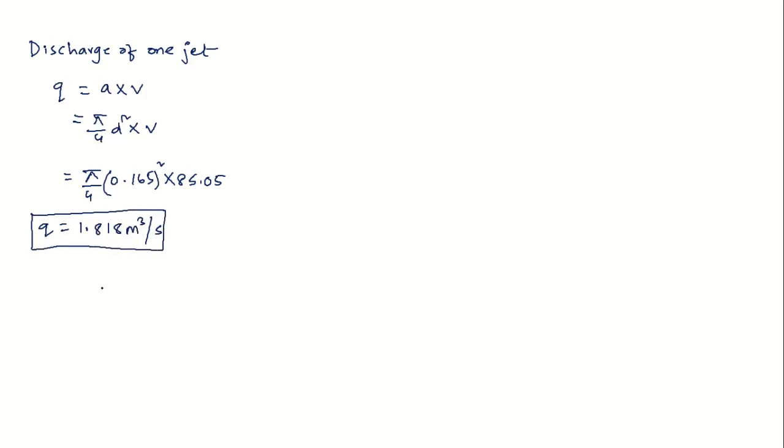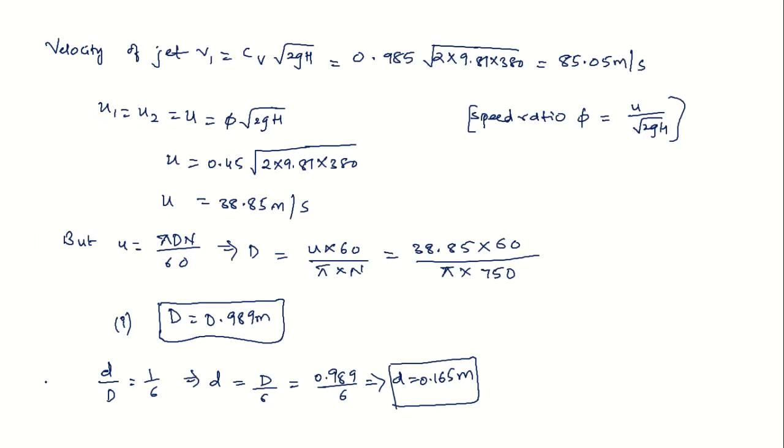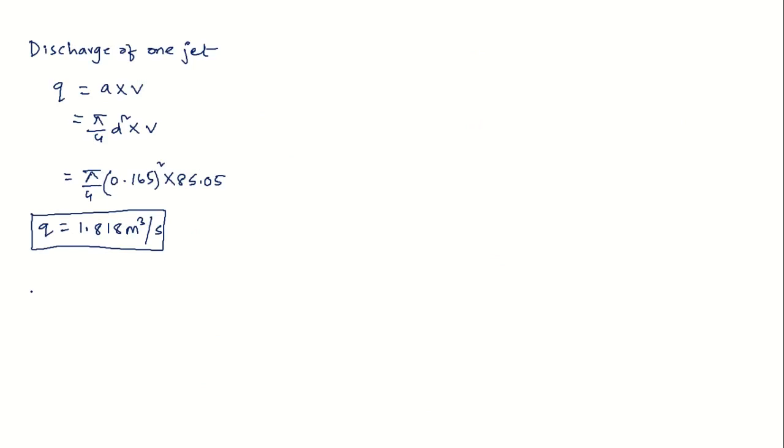Now once you know the total discharge, then you can calculate the number of jets using the small q, but we don't know the total discharge, right? So for calculating the total discharge, we will take the formula of overall efficiency, because overall efficiency is given to us. Overall efficiency is overall output by overall input, which is shaft power by water power.